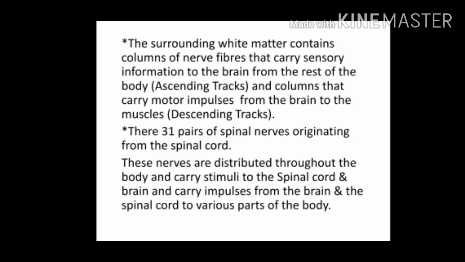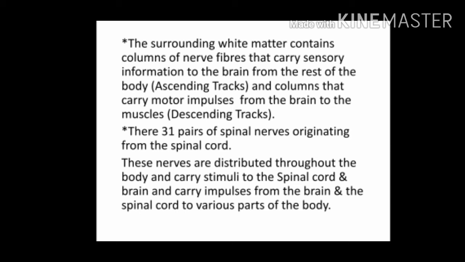The surrounding white matter contains columns of nerve fibers that carry sensory information to the brain from the rest of the body. These are known as ascending tracts. And the columns that carry motor impulses from the brain to the muscles are known as descending tracts. So the white matter in the spinal cord consists of two tracts, ascending tracts and descending tracts. These are nothing but columns of nerves.